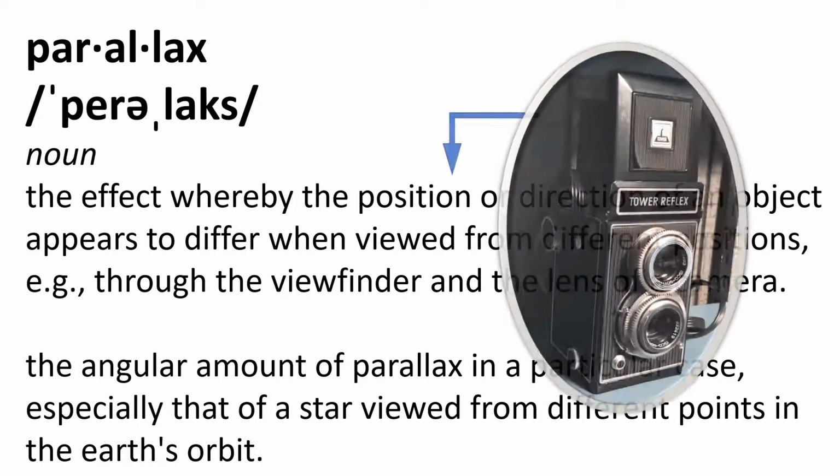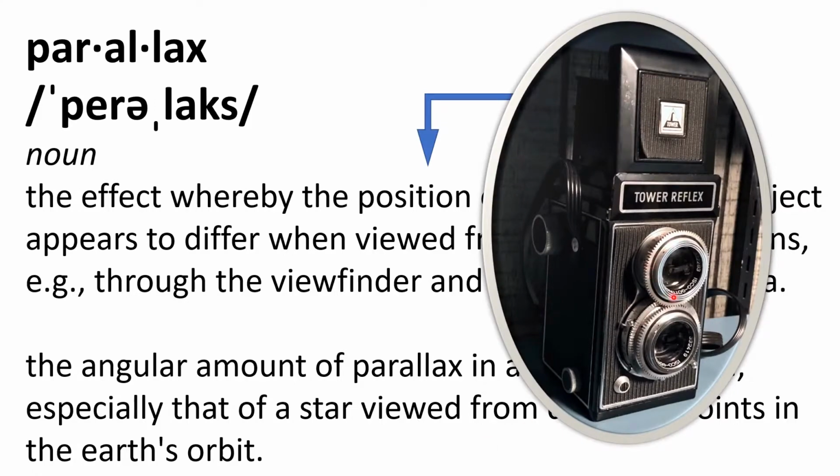So let's explore that. So here we have a twin lens reflex. This is one of the cameras from my collection. I love collecting old cameras. And this camera has a two lens system. And the top lens is your viewing lens. The bottom lens is your picture taking lens.